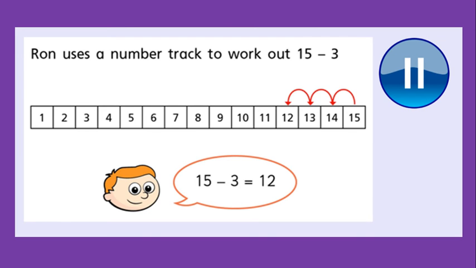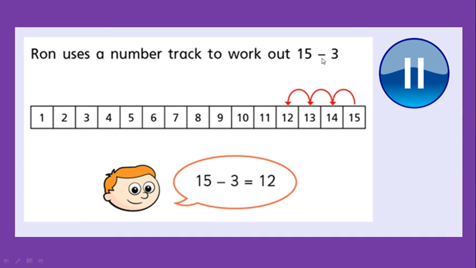Okay, now this is just one to look at and understand, because we've been using a lot of work on tens frames, so we're now looking at number lines a little bit more. So Ron uses a number track or a number line to work out 15 take away 3. He's worked it out. He said 15 take away 3 is 12, and I can show it because there's 15, and I've taken away 1, taken away 2, taken away 3, and it's landed me up on number 12. So he knows that's right, and he's used his number track really effectively.